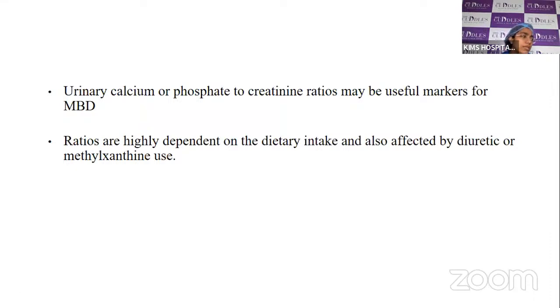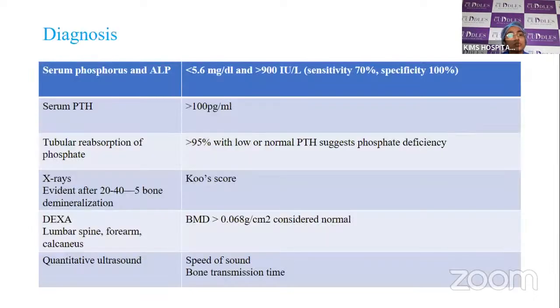And some other tests, urinary calcium or phosphate to creatinine ratio, may be useful markers, but they are highly dependent on the dietary intake, and they are affected by diuretics or methylxanthine use, and also depend upon the renal function. So most commonly we won't do them. So we have seen some biochemical markers. Now we will see how to diagnose metabolic bone disease.